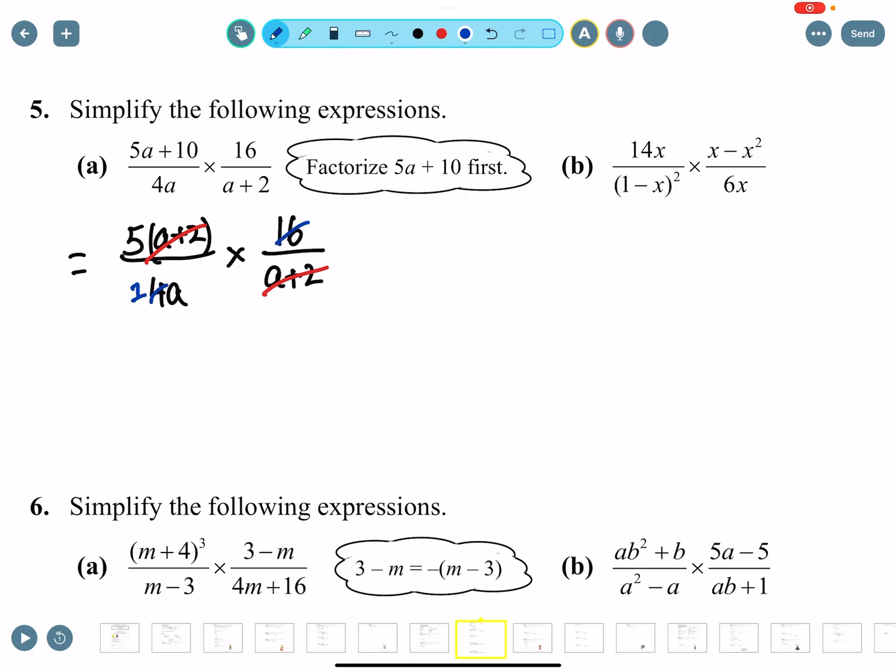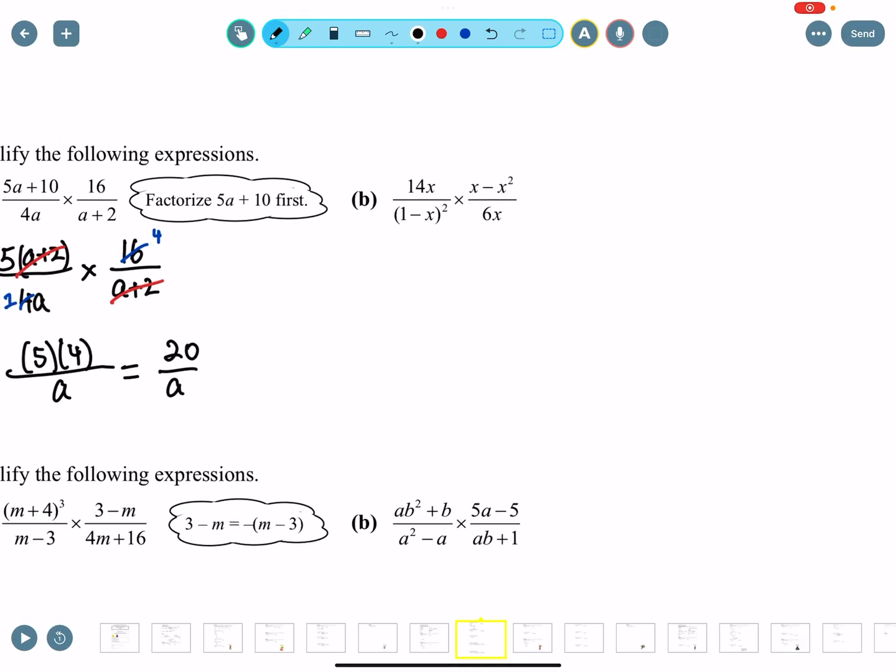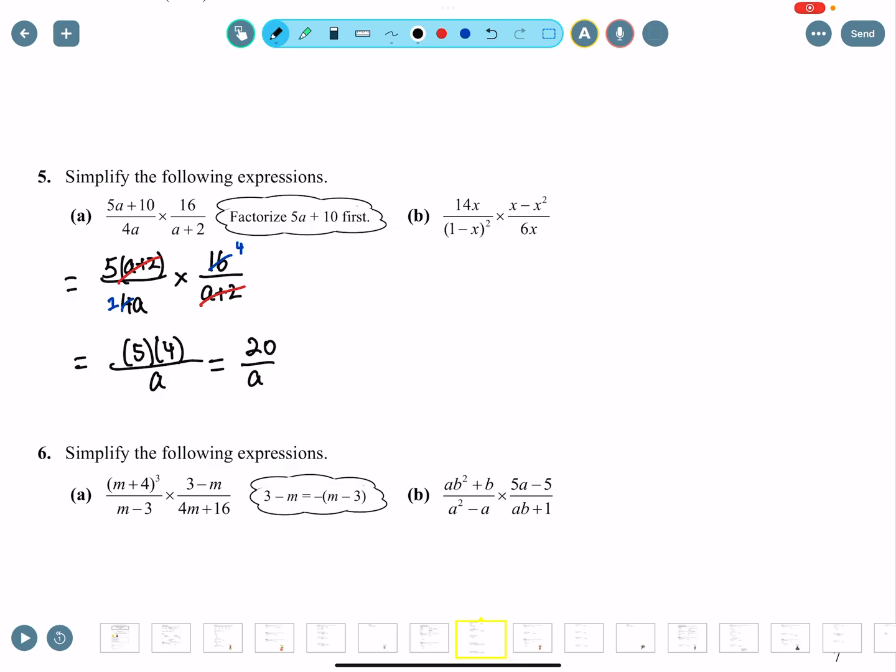So a plus 2 is crossed out. 16 and 4 will be 1 and 4 like that. See if you can cross out any more. Nothing. So a 5 will be on the top times 4. That will be 20. You can also do 5 first and then do times 4 like this. That's fine. Take it slow if you have to. 5 times 4 is 20. So the answer for this is 20 over a. That's how we simplify these kind of fractions.